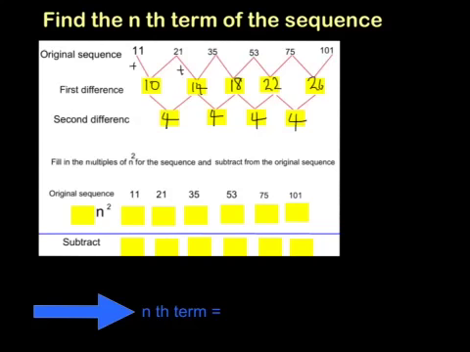Now if you note previously, we found that the second difference is equal to 2a. So if we found the second difference as 4, it means that 2a equals 4, which implies that a equals 2.